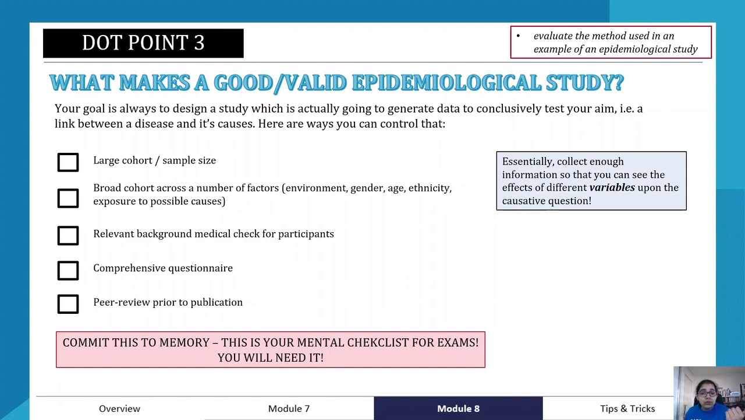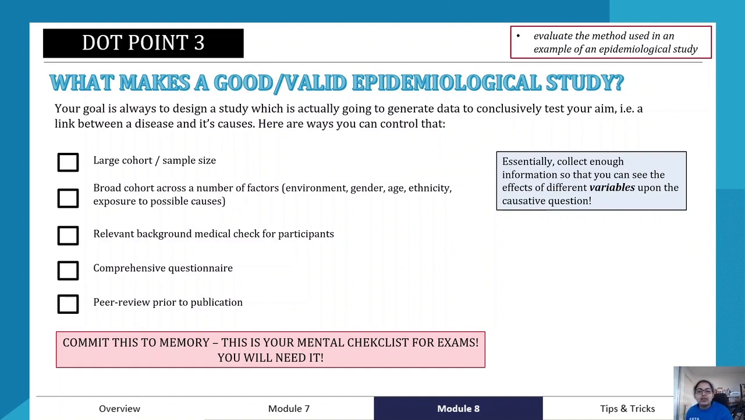Relevant background and medical check of participants is important. Is there a comprehensive questionnaire asking participants their views, how they're feeling, for example, after a certain medicine, and peer review prior to publication. So this is a mental checklist, and this is essentially what makes a good study.